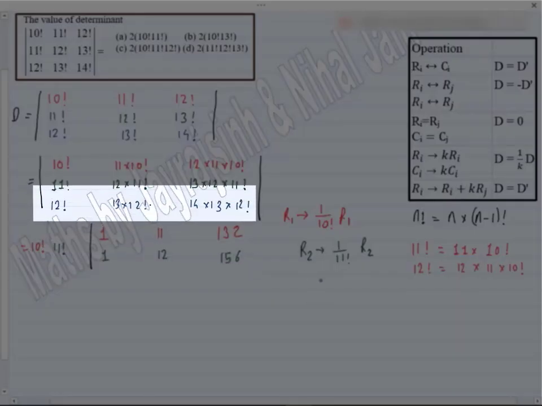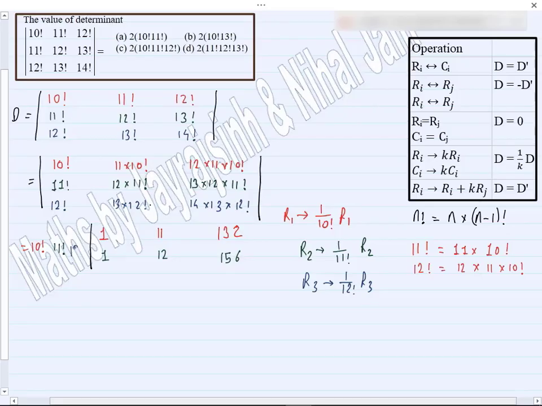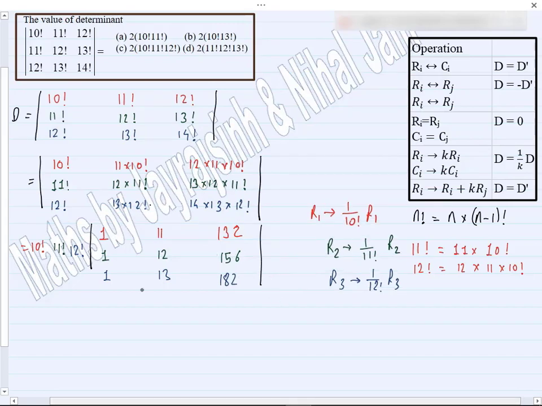And same way, we can divide the third row by 12 factorial. So here we get 12 factorial in multiplication of the determinant, 1, 13 and 14 into 13, or we can say 182, right? Now we can expand the determinant, but I think we should further simplify using the last property. Let's try to get 0 at this point using the first row.